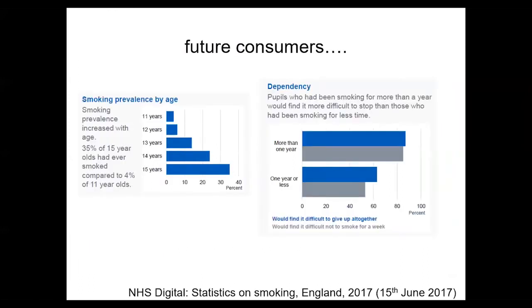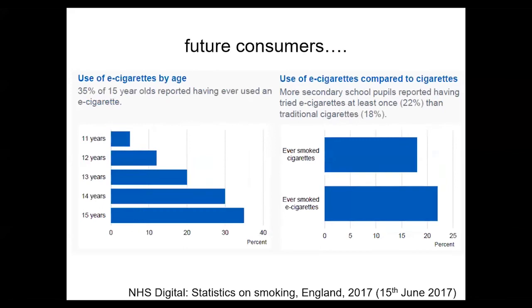One thing I think is quite important to think about is the future consumers of both tobacco and e-cigarettes. When you look at what school children do, it's quite interesting that up to 35% of 15-year-olds have at least tried smoking. Of course, if you've been smoking for any significant length of time, and it actually takes much less than a year to become dependent on nicotine, it becomes difficult to stop. What's interesting for me is that about the same proportion of 15-year-olds have tried e-cigarettes. In fact, it looks like more school children have now tried e-cigarettes than have tried actual tobacco cigarettes.